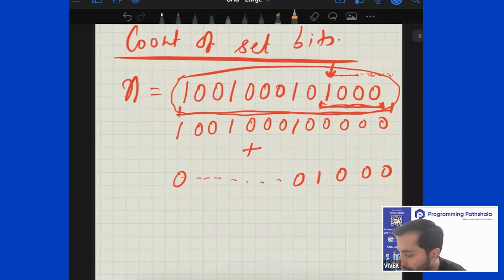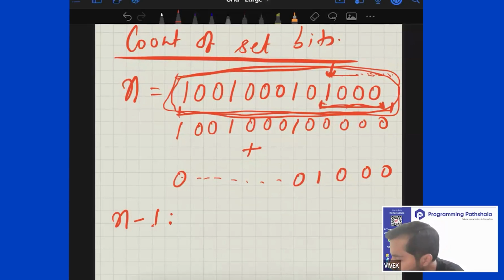Now, let me tell you what I'm trying to say. If you try to find out the value of n minus 1, what will happen? You are subtracting 1 from this number. Just imagine that 1 is being subtracted from this part, because this is the final part of it. Now we all know whenever we subtract 1 from a power of 2, this one becomes 0 and every other 0 becomes 1.